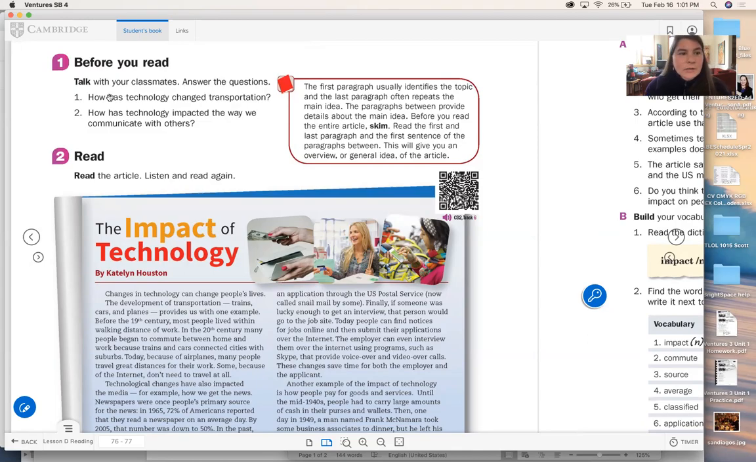So before we start, think about how has technology changed transportation over the years? By transportation, I mean any way of traveling, cars, trains, airplanes, anything like that. And how has technology impacted the way we communicate with others? I know with smartphones, a lot of things have changed. I can do almost everything I need to do on my phone, right? This is amazing technology. So we're going to read this.